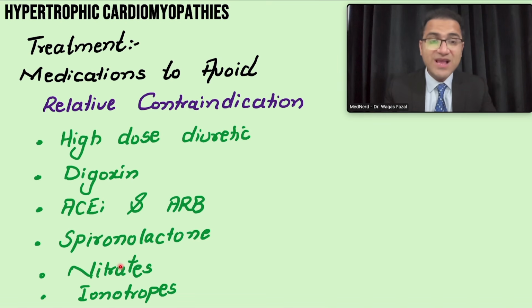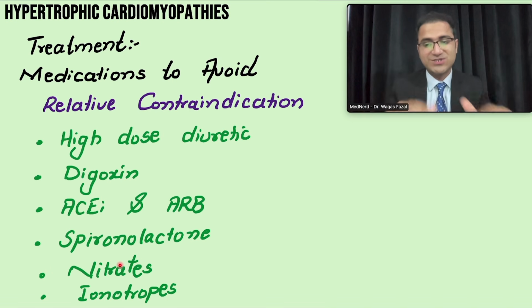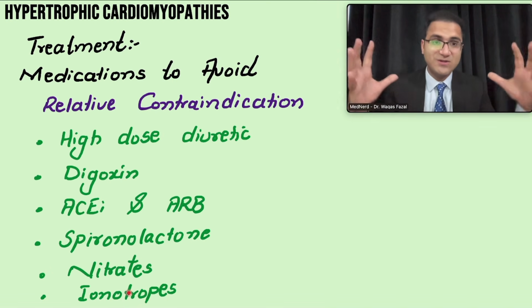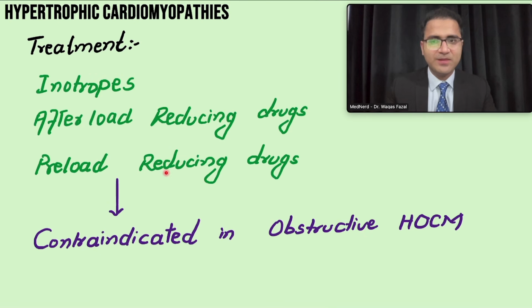Nitrates are venodilators which decrease the preload. Whenever there is less blood in the heart, the chances of obstruction are more. Inotropes also cause increased contraction. Therefore, these medications are to be avoided in patients with hypertrophic cardiomyopathy. In simple words, inotropes, afterload reducing drugs, and preload reducing drugs increase the chances of obstruction, and these are contraindicated in obstructive cardiomyopathy.